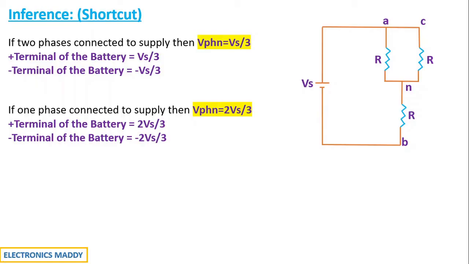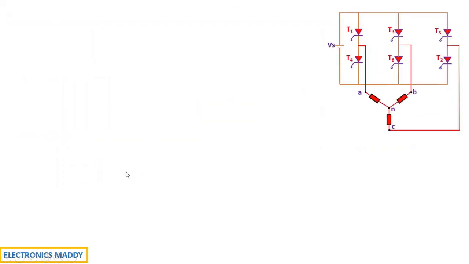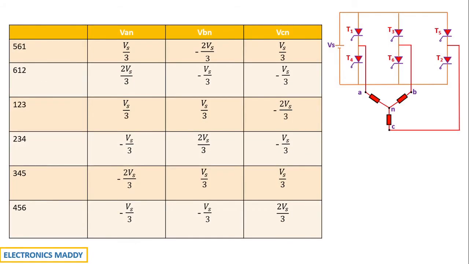and I will tell you how this is very important in drawing the waveform. So as a conclusion, we got VAN is equal to VCN as Vs by 3 and VBN is equal to minus 2 Vs by 3 for 561 conduction. Now what we will be doing is we will be drawing a table, and this table will give us an indication on how do we draw the waveform. So how do we arrive at this table? It's very simple.